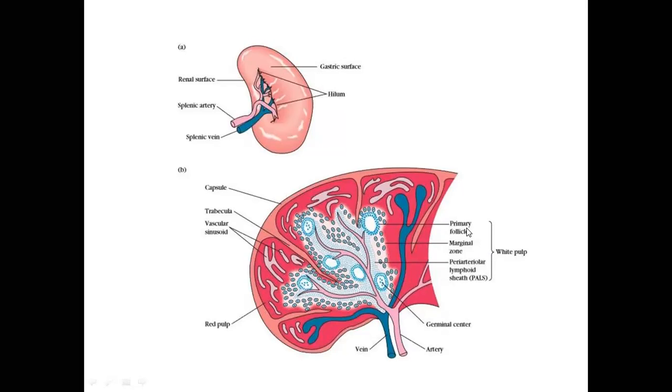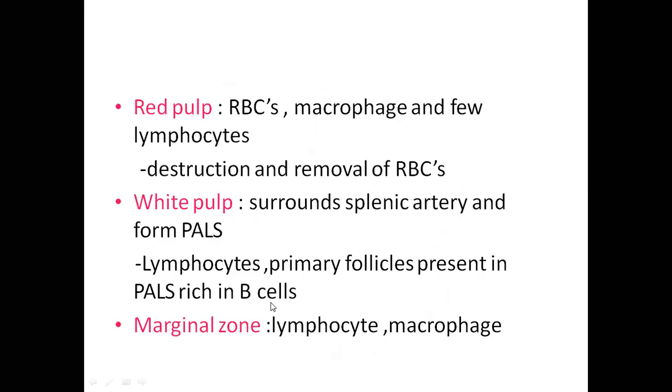What is included in white pulp? Primary follicle, marginal zone, then periarteriolar lymphoid sheath. This is the primary follicle, this is the marginal zone, and this is the periarteriolar lymphoid sheath. So these three things come under white pulp. There are other parts also, but white pulp and red pulp are the main things in a spleen. Now what happens in the red pulp? Red pulp comprises RBCs, macrophages, and a few lymphocytes. The extraction and removal of RBCs takes place in this area, the red pulp.